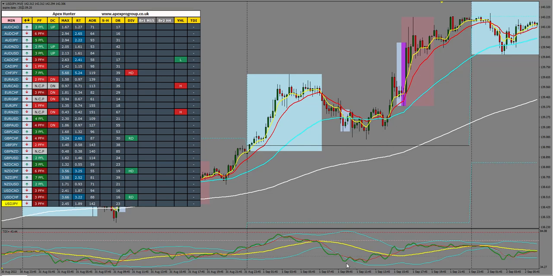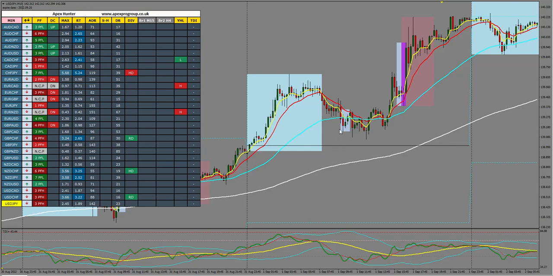So if we look at our TDI, we can see that we've had quite low levels down here towards the 30 and being below the 50. So ideally we'd like to see things a little bit lower, but there we are.